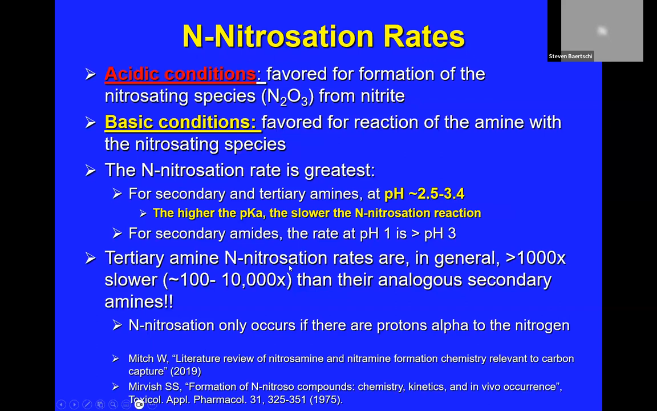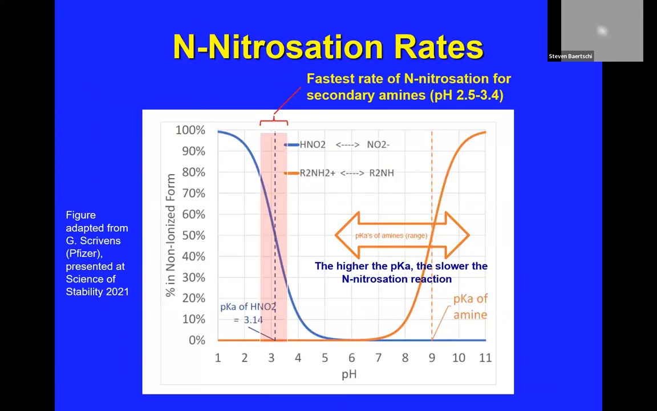Tertiary amine nitrosation rates are in general much slower than secondary amine, anywhere from 100 to 10,000 times slower than their analogous secondary amines. And apparently N-nitrosation only occurs in tertiary amines if there are protons alpha to the nitrogen. I don't know for sure if this has been completely tested, but I found this in one of the references I have below. Here's the visual representation of that Gary Scrivens has put together, and you'll see this again in his presentation on November 14th.